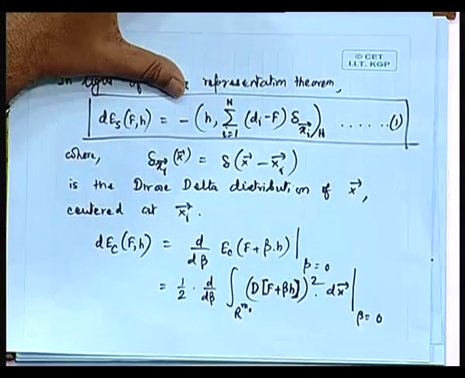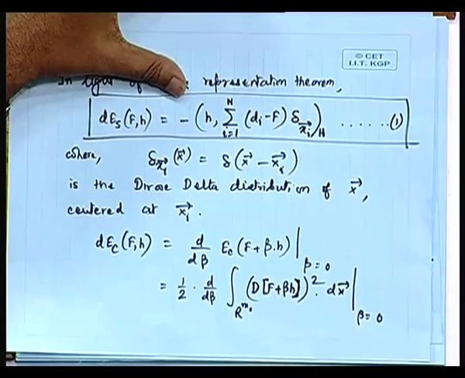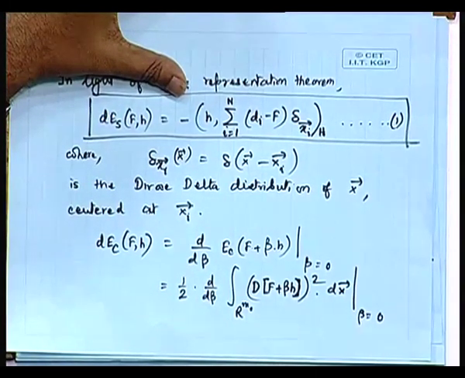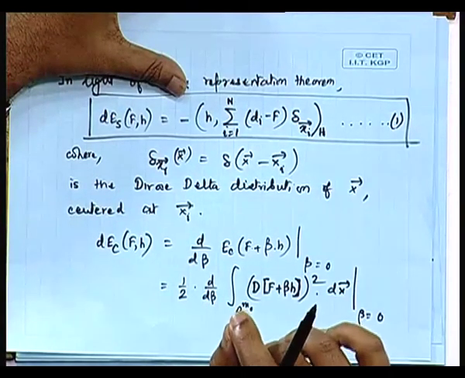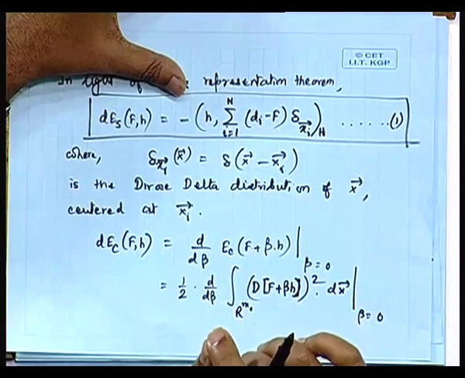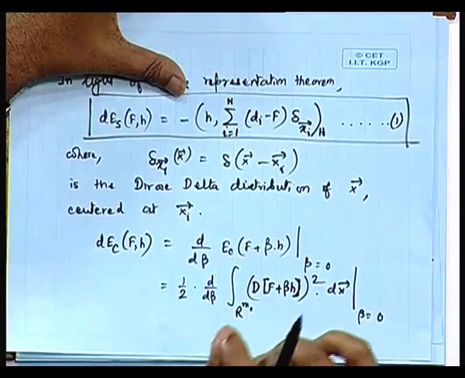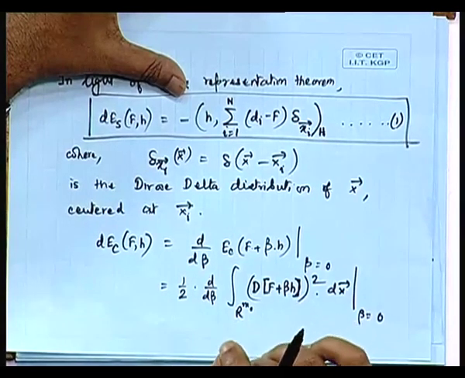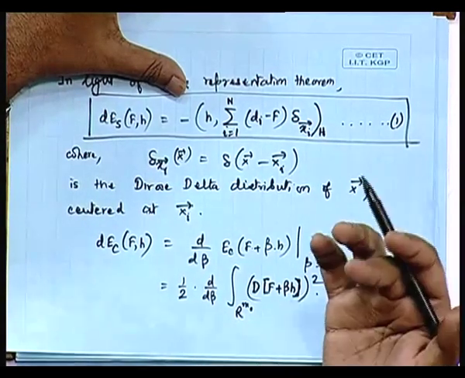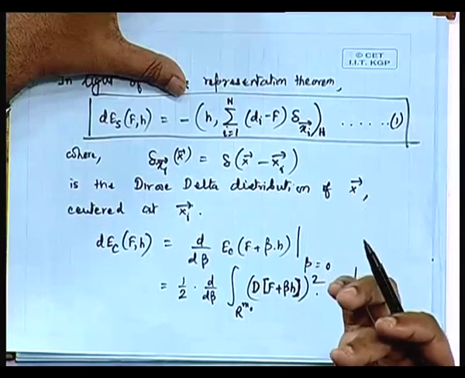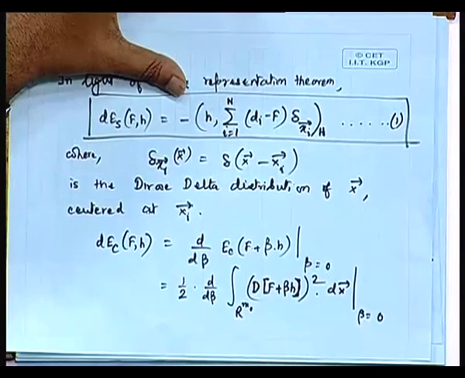Yeah, you see, what is Ec's definition? Ec's definition says that it is the differential of f. Now we are computing the differential of that at the point beta equal to 0. So what we have to do is to consider the function not as f but as f plus beta h, with beta equal to 0. So it is the differential of that squared.